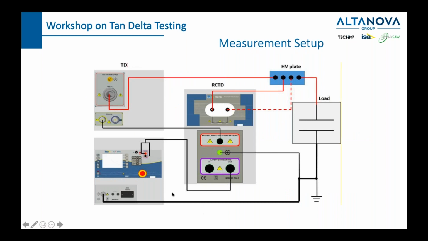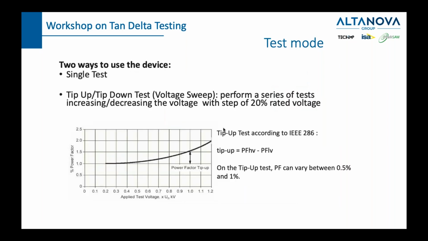So this would be the STS or the TDX. The generation should be connected to the same point where the reactor is connected. This is the load with resistance in parallel. And we have some more connections here on the reactor. In short, we will do, as we said, the voltage sweep.